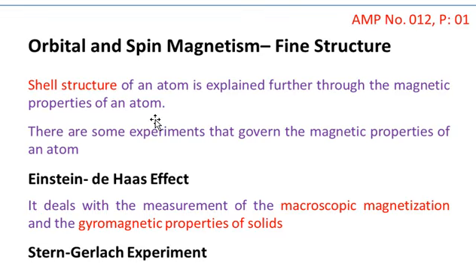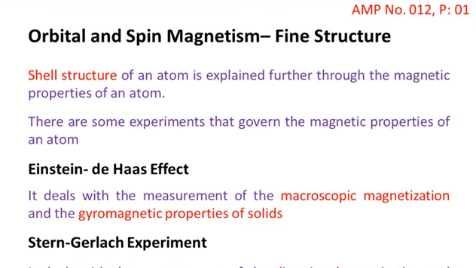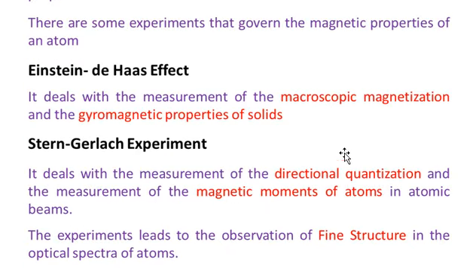That is, in order to investigate the magnetic properties of an atom, we apply an external magnetic field to an atom and we see the behavior of the atom under the application of the applied external magnetic field. There are some experiments that govern the magnetic properties of an atom, and one is the Einstein-de Haas effect. It deals with the measurement of the macroscopic magnetization and the gyromagnetic properties of solids.